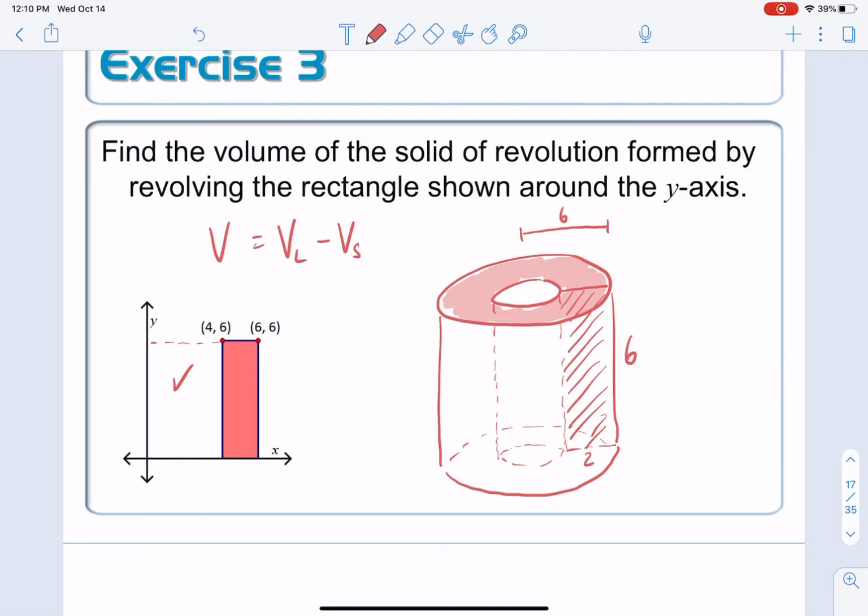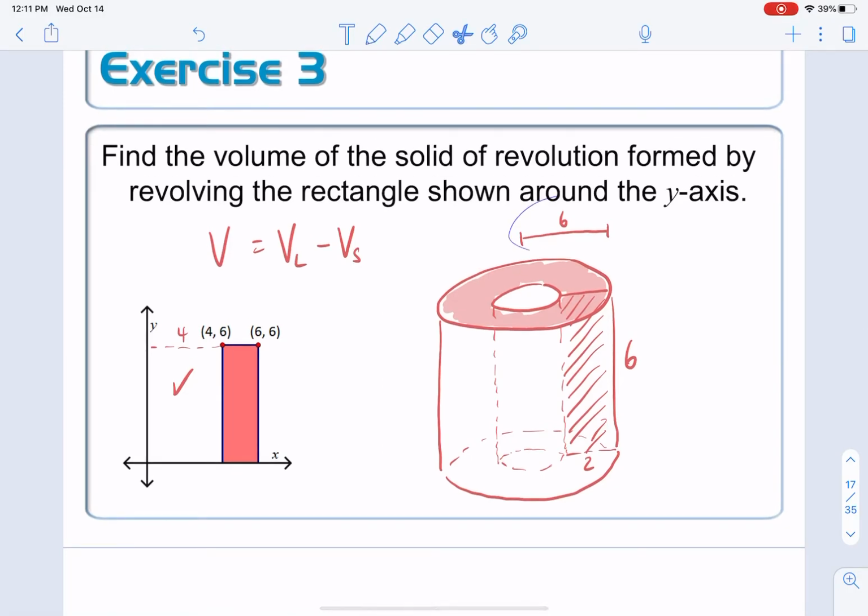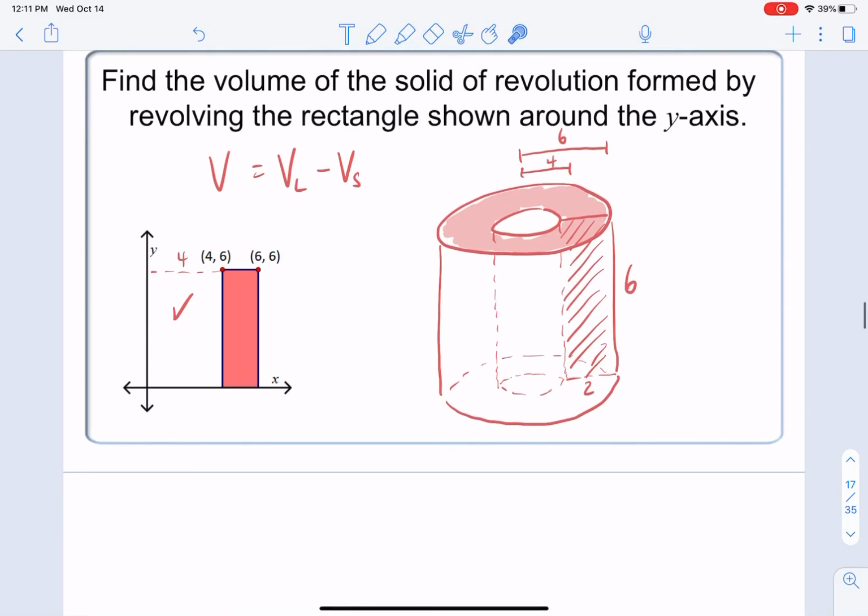Then I need to subtract out the hole, and the smaller one has a radius from the y-axis to this very first point. That radius is 4. And that's this one right here. Let me move this up a little bit and leave some extra space to put the 4 there. Okay, now we've got a plan. We're going to take the volume of the large one and subtract out the volume of the smaller one in order to find our paper towel roll.